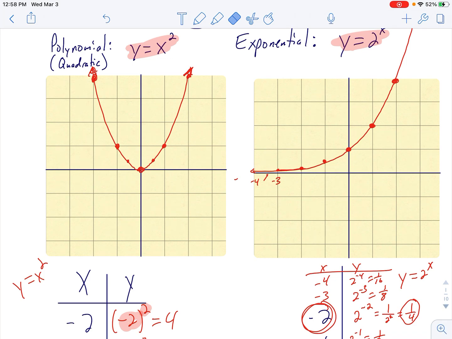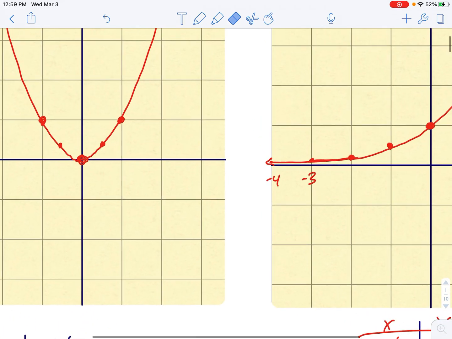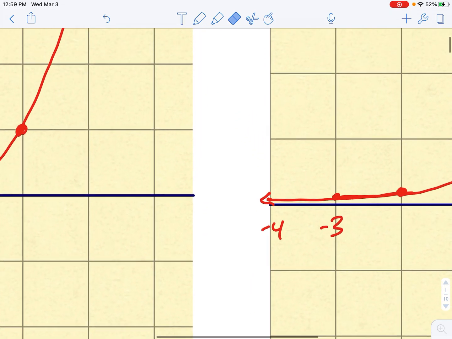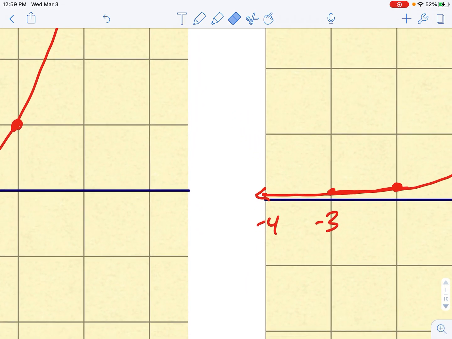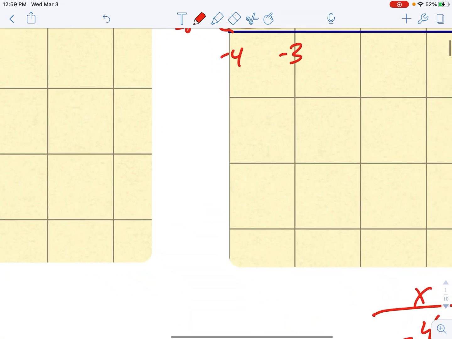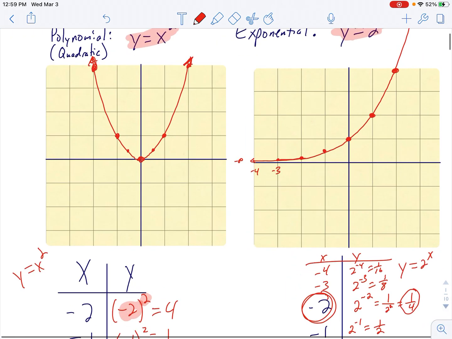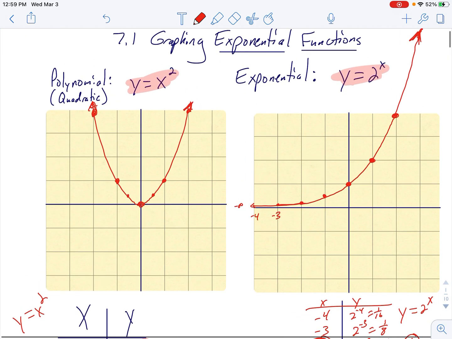never touches it. Some people use a phrase that's technically not right, but they'll say it gets infinitely close to that line. In other words, you can go to infinity, or in this case, negative infinity, and it'll get extremely close without ever touching it. There's always going to be at least a point in between. So there's always some sort of a space in between. So that's the characteristic of this exponential graph.